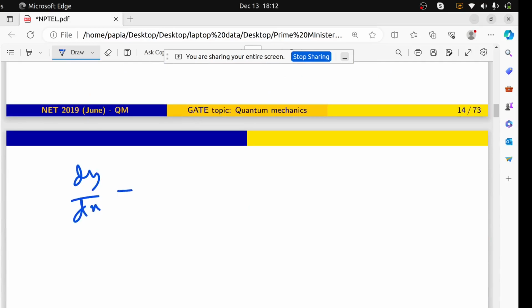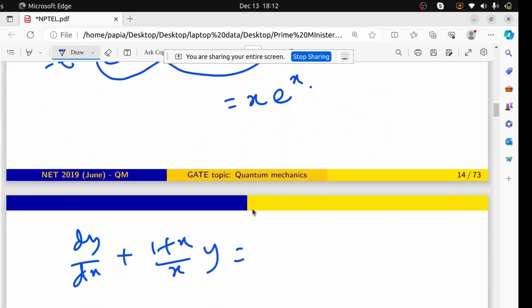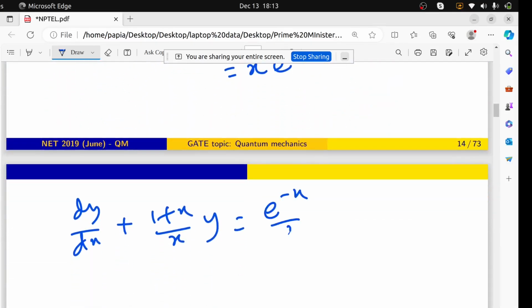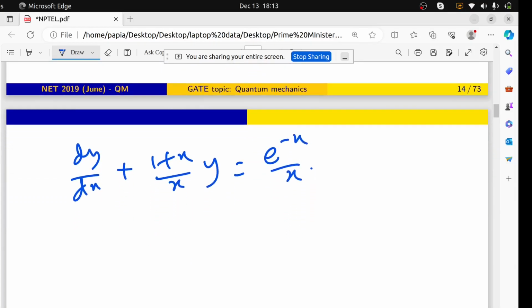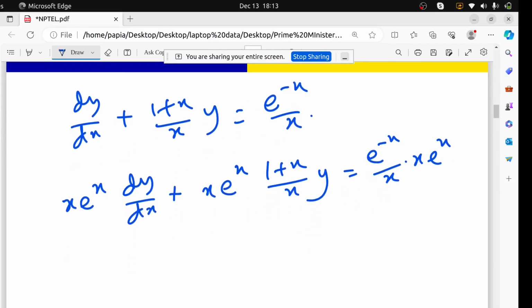Here dy/dx plus (1 plus x)/x times y equals, what is that? e to the power minus x by x. So we have to multiply that IF on both sides. So x e to the power x dy/dx plus x e to the power x times (1 plus x)/x times y equals e to the power minus x by x times x e to the power x. Now you can see this one will be simply d/dx of y x e to the power x, and the right hand side will be how much? Simply 1.